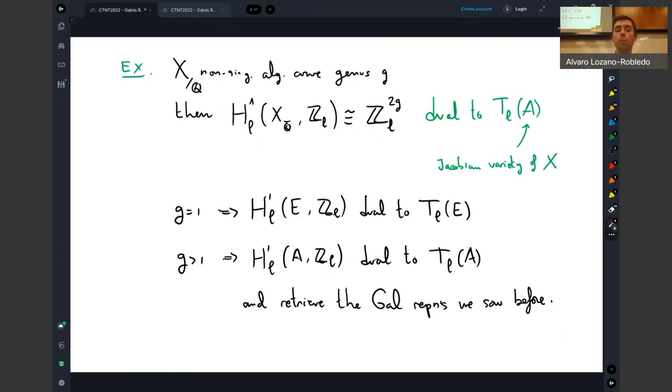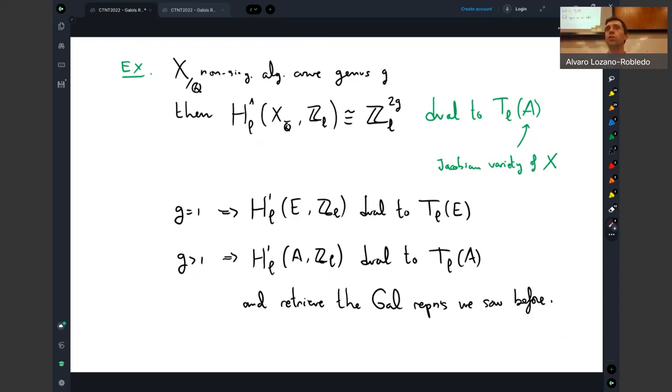So by looking at just the first cohomology group, you actually retrieve the Galois representations attached to E if g is one. If g is bigger than one, we retrieve the Galois representations attached to the Tate module of an abelian variety. Similarly, if you take your curve to be a modular curve, modular forms are differential forms in some sense attached to modular curves. So the cohomology groups of the modular curve retrieve the Galois representations attached to modular forms also.